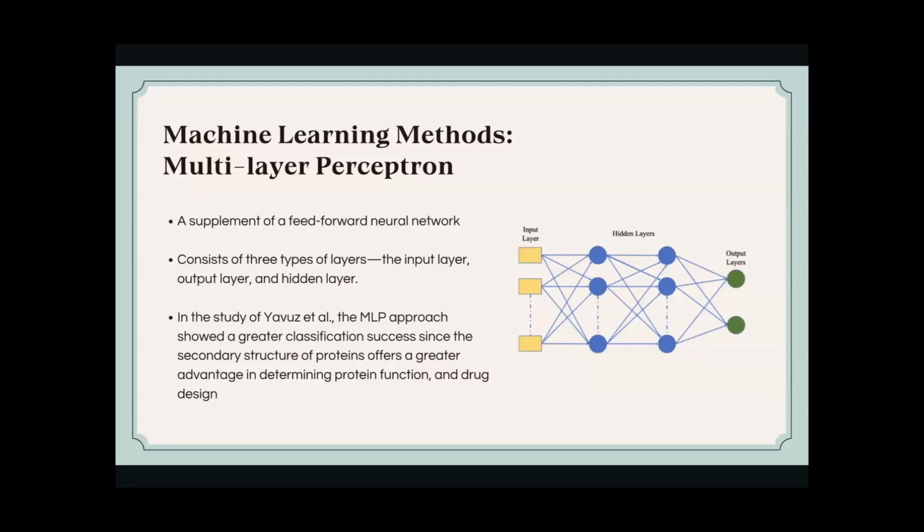And one example of a research using MLP will be the study of Yavas et al. That shows a greater classification success seen using multi-layer perceptron, since the secondary structure of protein offers a greater advantage in determining protein function and drug design.